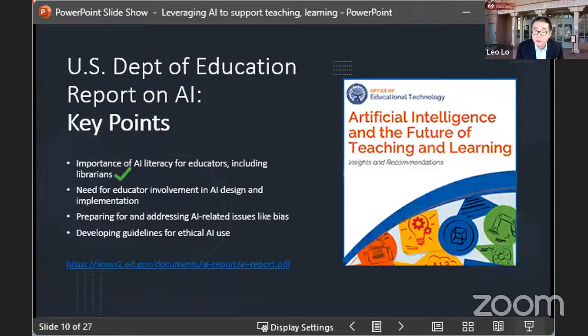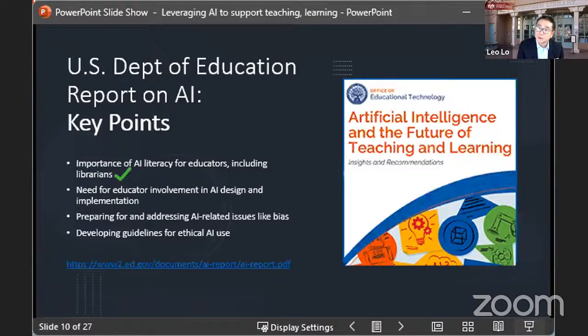Also, preparing for and addressing AI-related issues like bias. The report notes the need for awareness and preparation around broader implications of AI like bias and unfairness. Leaders should be prepared to confront these issues. And also developing guidelines for ethical AI use. The report recommends developing practical guidelines customized for specific educational contexts to ensure ethical and effective use of AI. So that's the U.S. Department of Education's guidance.